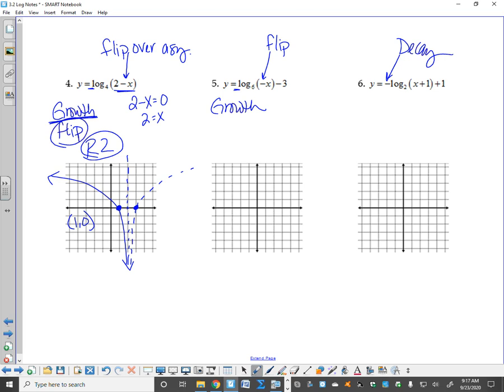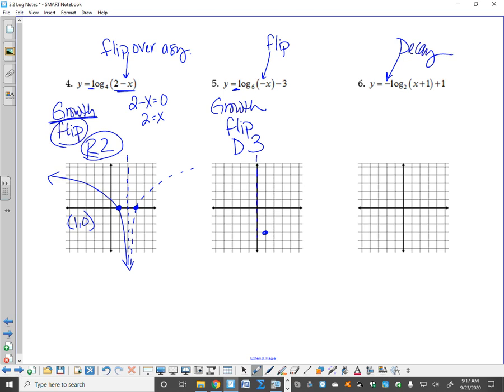Okay, number 5 is growth because it's a positive in the front. I am going to flip over the asymptote, and I'm going to go down 3. So I go to my starting point, and I'm going to shift down 3. 1, 2, 3. Plop a dot. Okay, then I'm going to come back here and erase that dot so I don't get confused.